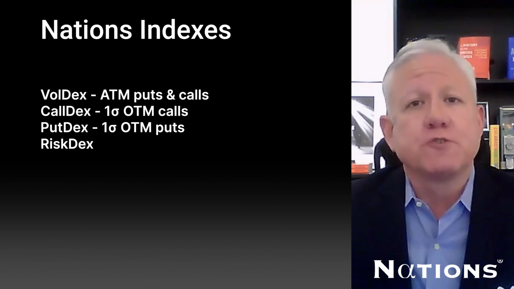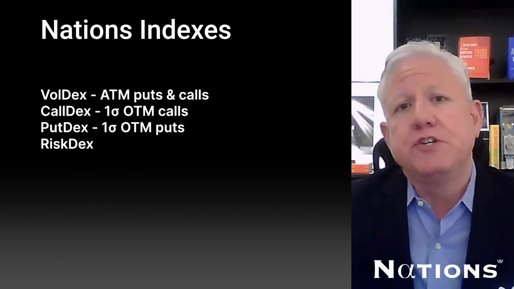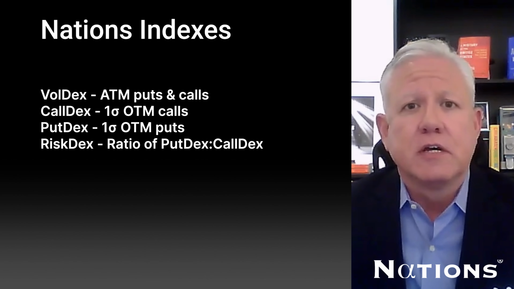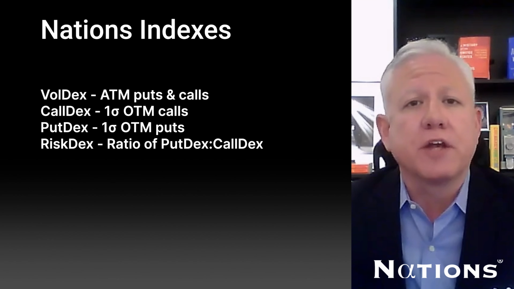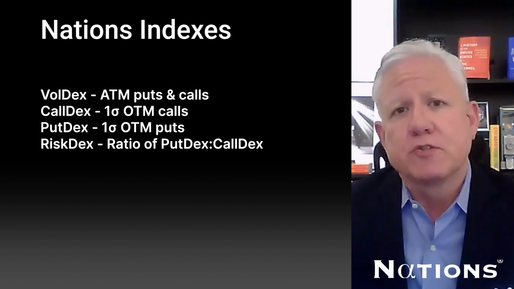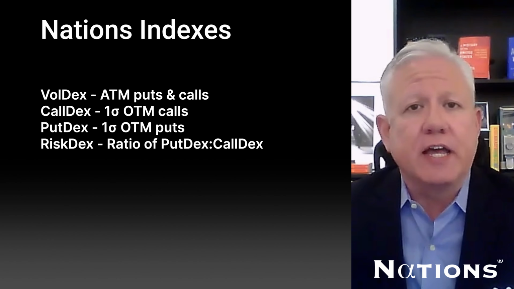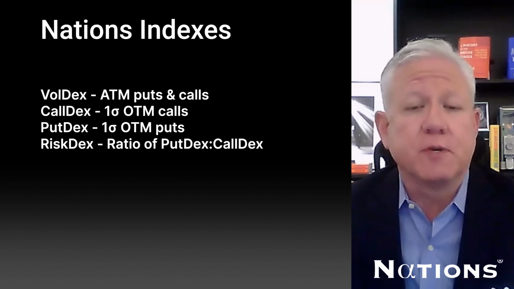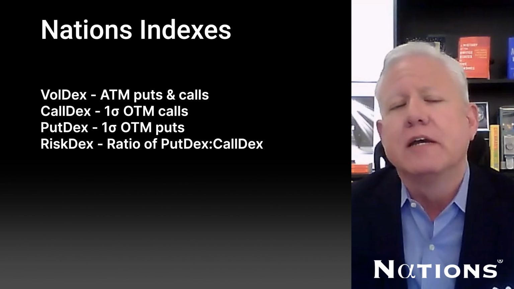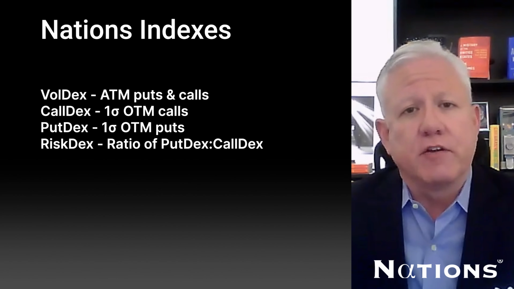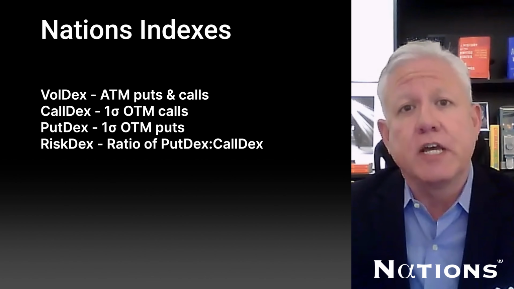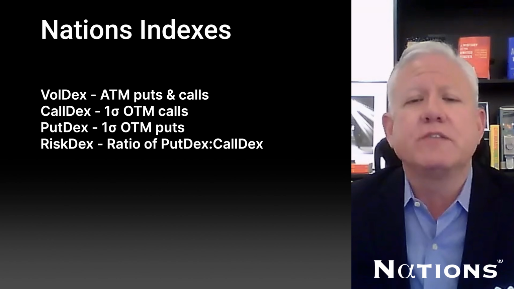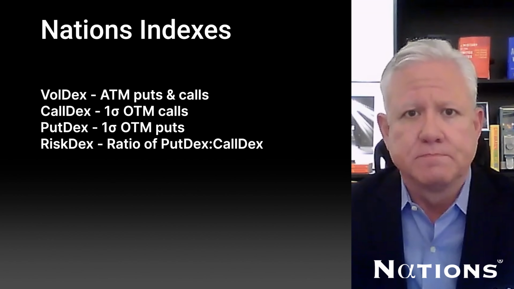Our fourth index is RiskDex. It's simply the ratio of PutDex to CallDex. And as such, it can give us some clues about what the market thinks about future movements. If RiskDex is high, that means put prices are expensive relative to call prices. That says something. On the other hand, if RiskDex is low, that means call prices are relatively high compared to put prices. That tells us something very different.